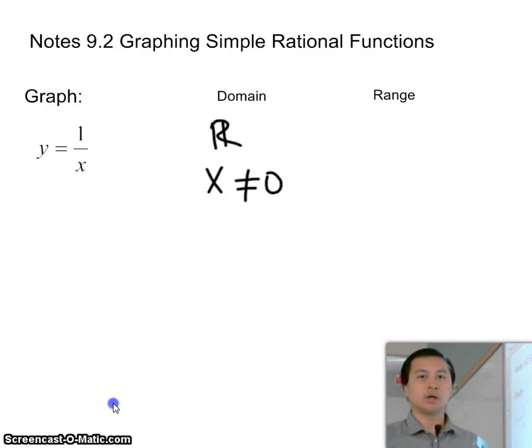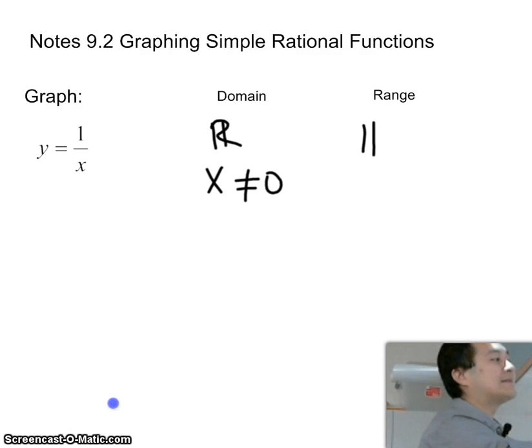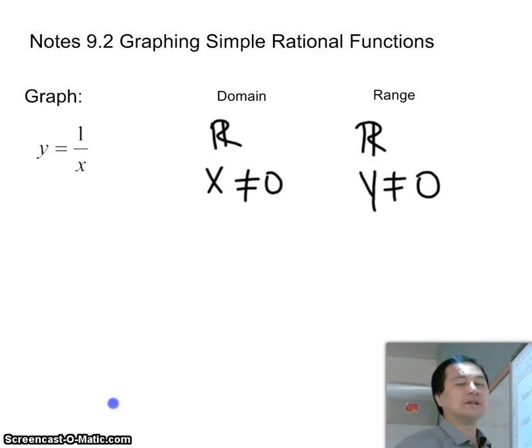Range. What comes out? Every number comes out, right? If I say I want 2 to come out, I just need the denominator to be 1/2. If I want 1/3 to come out, I just need the denominator to be 3. What comes out? Well, all numbers except 0. There is no way that you could get the y to be 0.